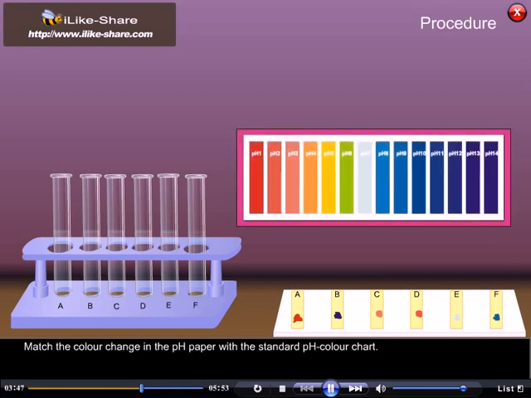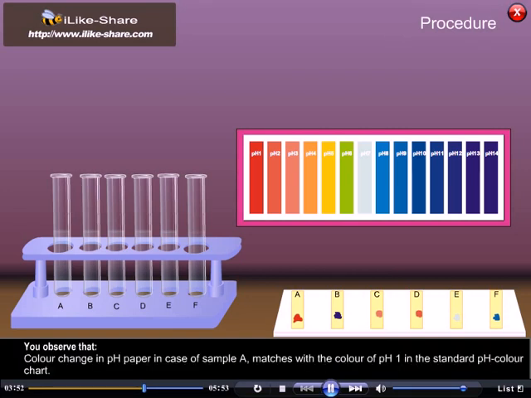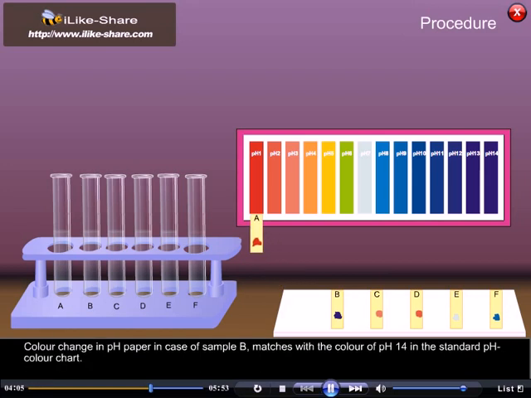Match the color change in the pH paper with the standard pH color chart. You observe that color change in pH paper in case of sample A matches with the color of pH 1 in the standard pH color chart. Color change in pH paper in case of sample B matches with the color of pH 14 in the standard pH color chart. Color change in pH paper in case of sample C matches with the color of pH 3 in the standard pH color chart.